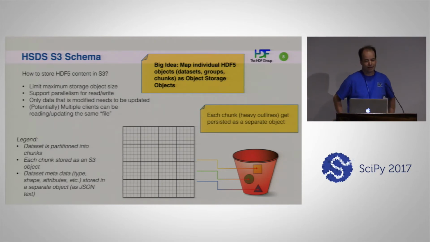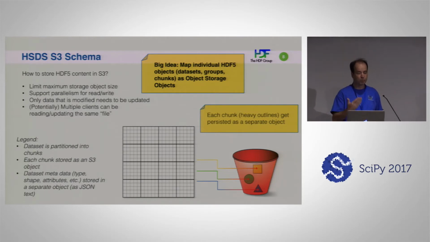So this brings us to the question of how do you store HDF content in S3? There are some goals here. We want to limit the object size. We want to support parallelism for read and write. We only want the data that's modified to be updated. And we want to support multiple clients reading and writing to the same file. I had to use the air quotes for that.